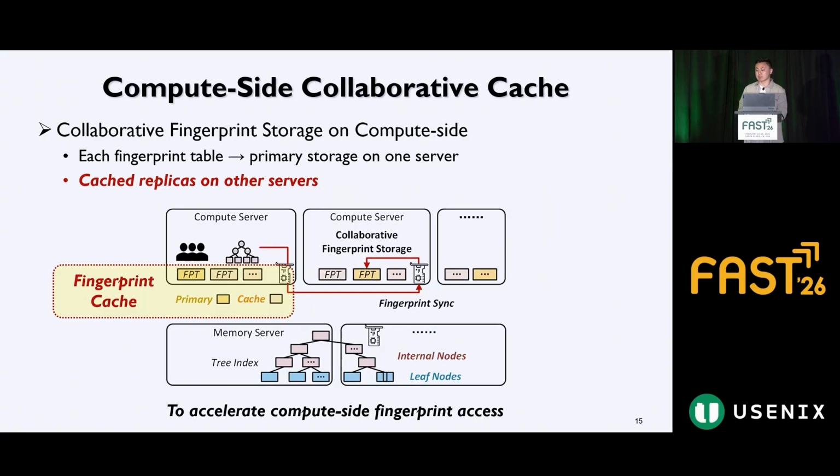Built on compute-side fingerprint storage, DMTree introduces a compute-side collaborative cache. Each fingerprint table is primarily stored on one compute server and can be cached on other servers, minimizing remote accesses and accelerating compute-side fingerprint lookups. The primary fingerprint table is updated in real time, while cached replicas are refreshed asynchronously.